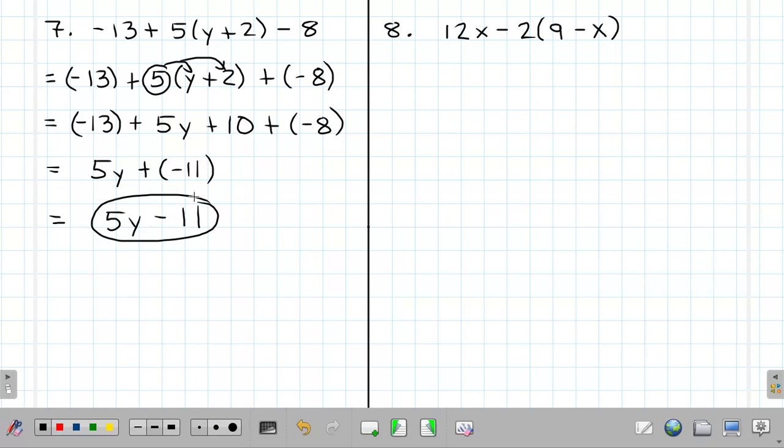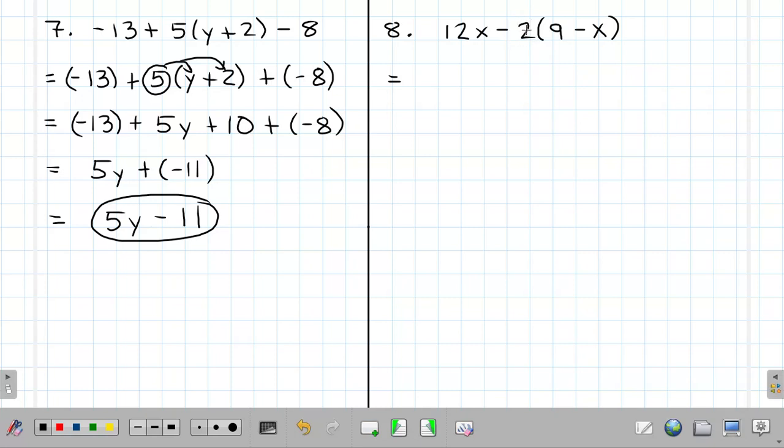And that one's a little tricky, and as you get to where the distributive property happens in the middle, like I said, it is probably better for you to write it as a sum, so that way you can clearly see what am I distributing. Case in point, number 8. Here we've got 12x minus 2 times 9 minus x. Well, in this case, it looks like you're going to distribute the 2.